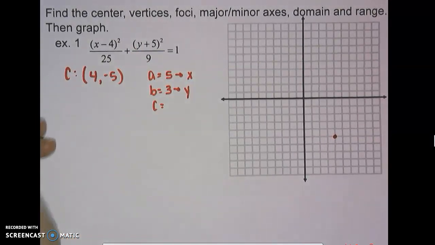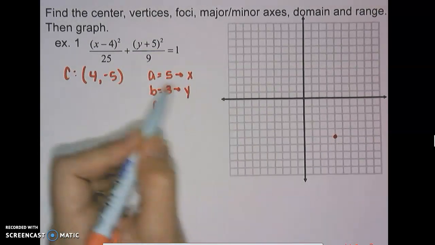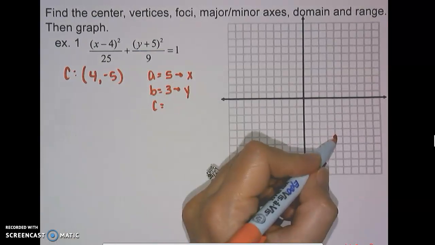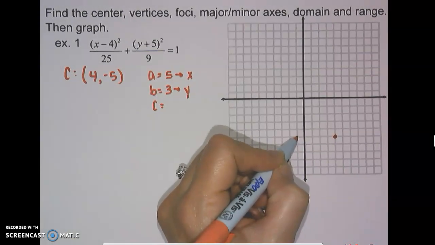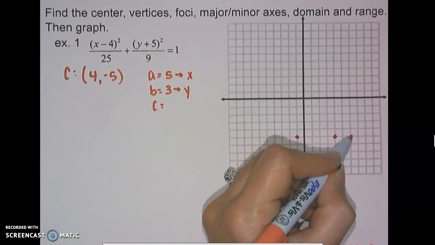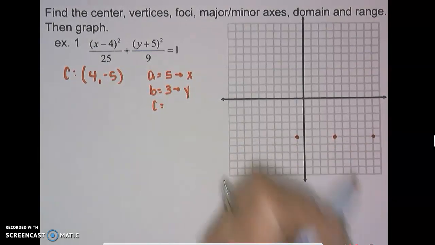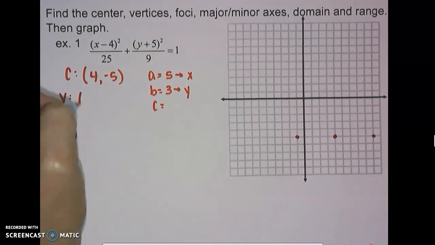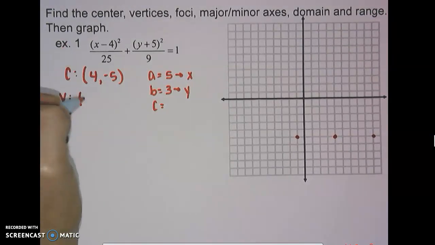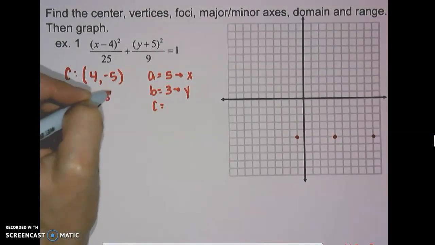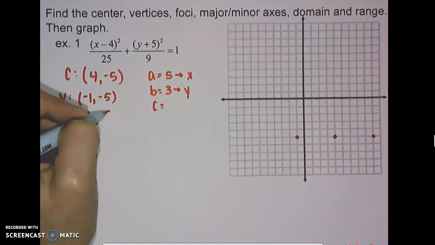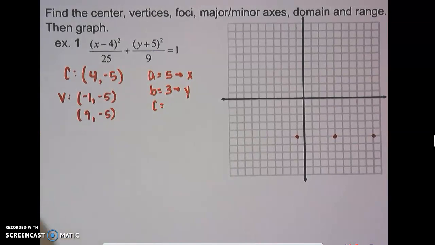Alright, so what that means is from this center, we're going to count in the x direction 5 spaces. So that means we're going to go 1, 2, 3, 4, 5 spaces to the left, 5 spaces to the right. So our vertices, we're going to go ahead and write those down. So we had -1, -5, and 9, -5.